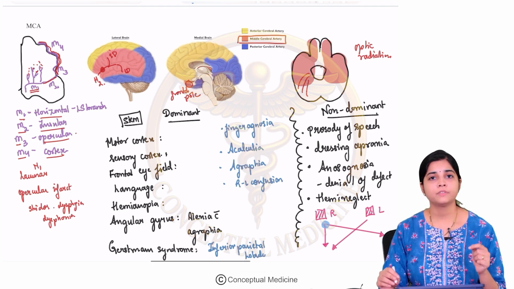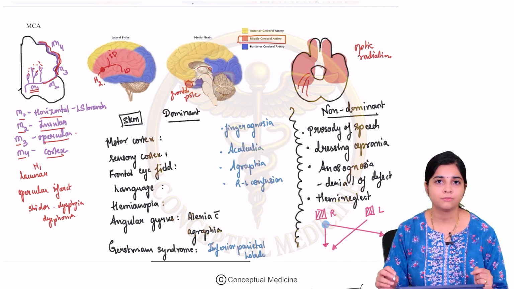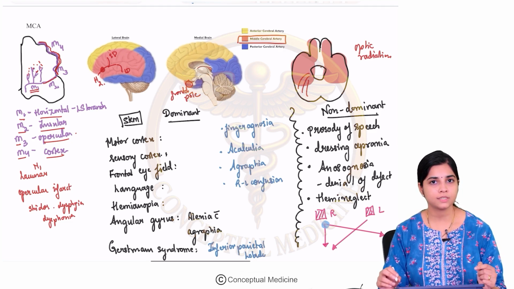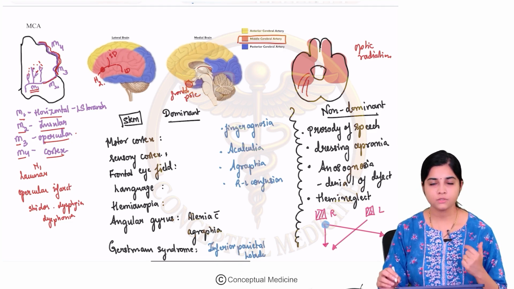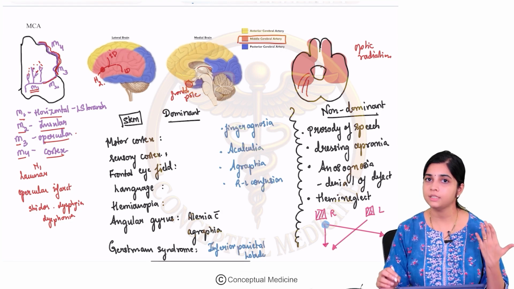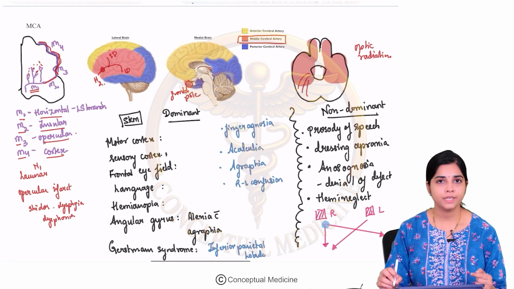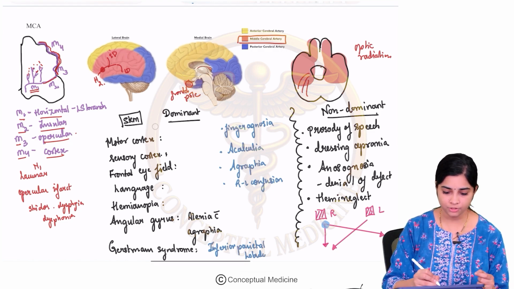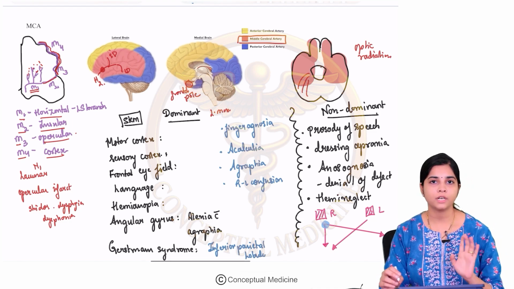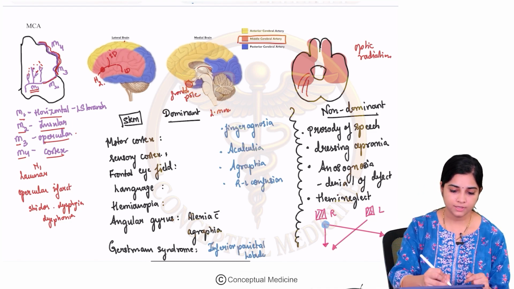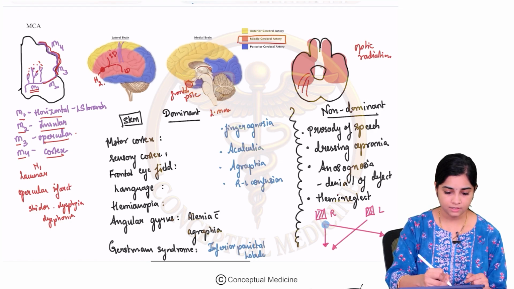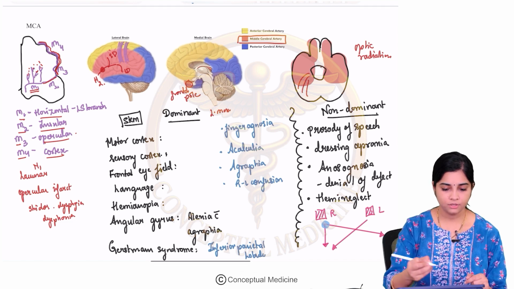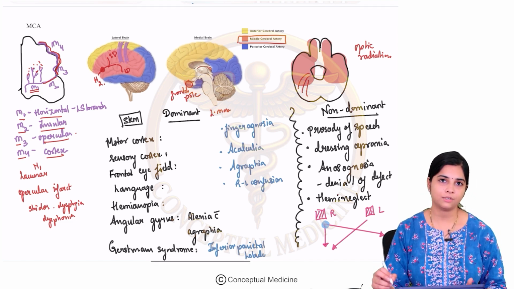So, if there is dominant cortex involvement, the most common dominant cortex is left dominant, right? Most of the language areas are present in the left cortex. So, let us understand this dominant involvement, which means a left MCA. Now, the motor cortex will be involved. Yes, why? Because as you can see here, the motor cortex is here and you have the sensory cortex right behind it. So yes, both the motor and the sensory cortex will be involved.